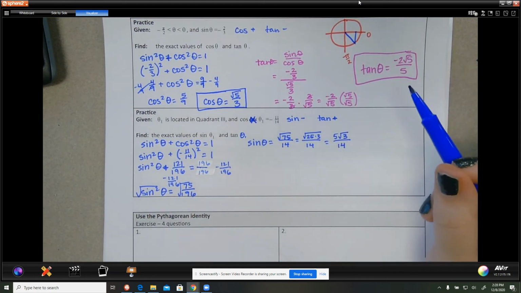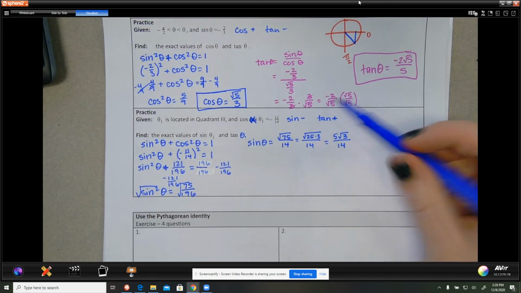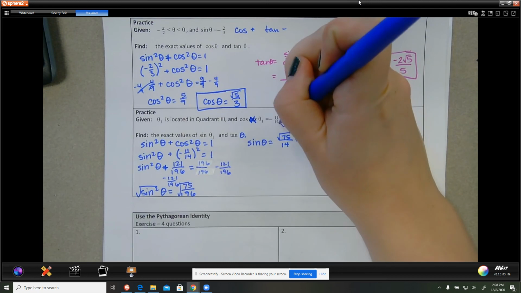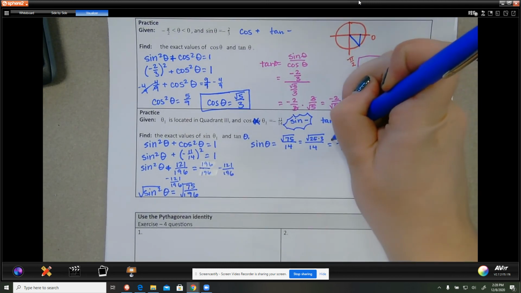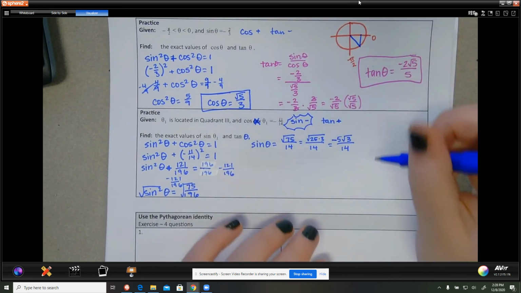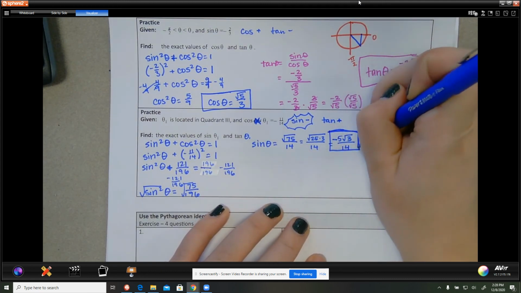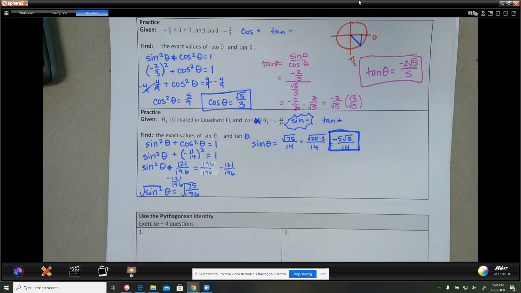All right, one thing to be careful of here. Every time we take a square root, it can be positive or negative, and we need it to be negative. So this is negative 5 root 3 over 14. I'm going to put this in a box. That's our sine of theta.